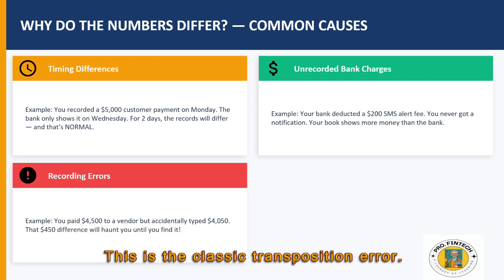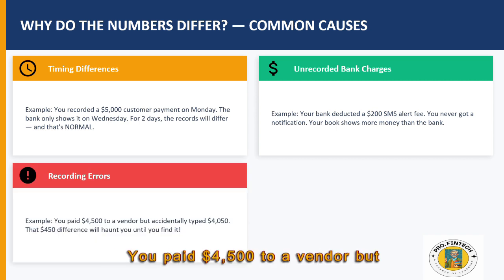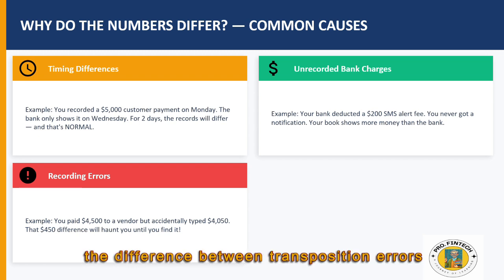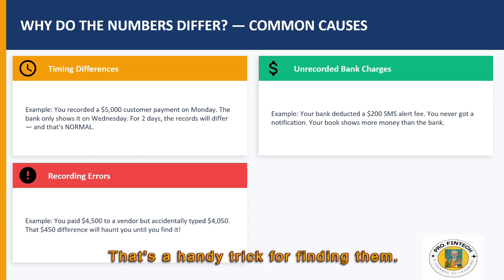Number three, recording errors. This is the classic transposition error. You paid $4,500 to a vendor, but accidentally typed $4,050. That $450 difference will haunt your reconciliation until you track it down. The good news is the difference from transposition errors is always divisible by 9. That's a handy trick for finding them.